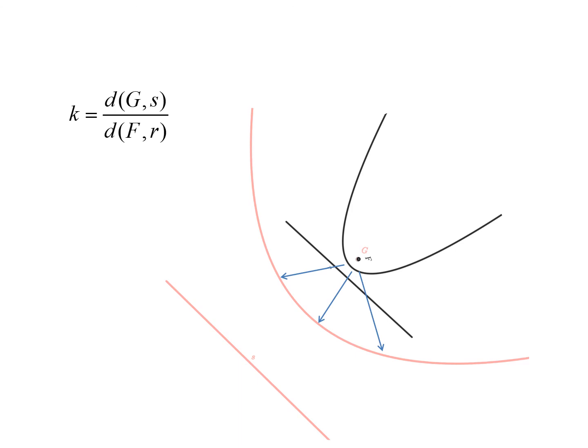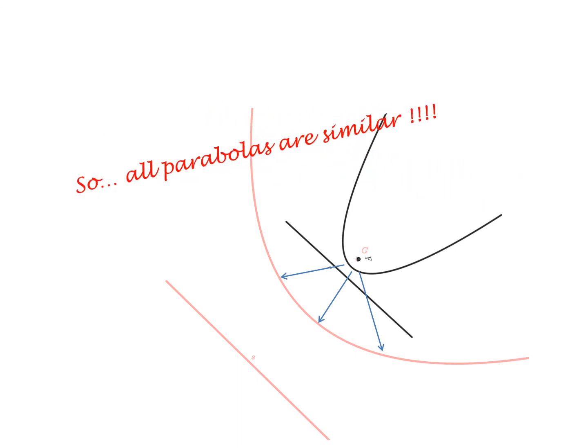Now the situation is precisely as earlier in this video. We just have to scale with the appropriate factor k, that is the ratio between the distances from the foci to the directrices, and we get the red parabola. The black and red parabola are similar, hence all parabolas are similar.